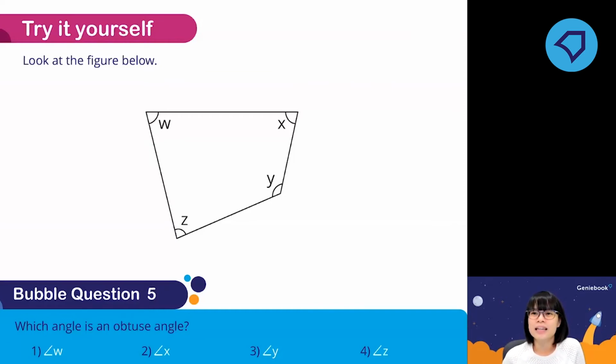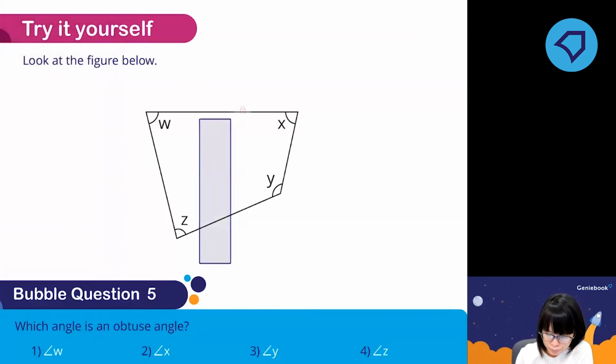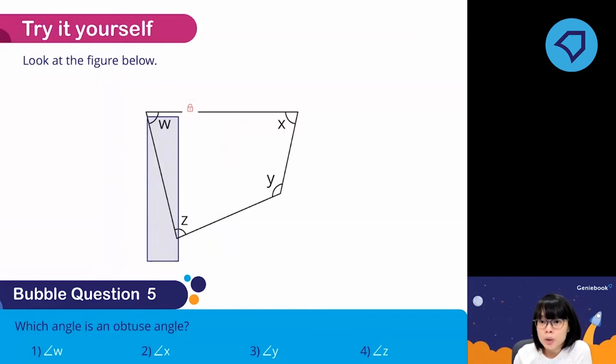5 more seconds. How do you know it's a right angle? Use your ruler. If it is a right angle, it will fit perfectly along the edges of the ruler. So let's take a look together. Where is my ruler? Okay, so angle W. Let's see. Having a ruler is actually very useful for angles and for the next topic that we're going to go through next week as well.